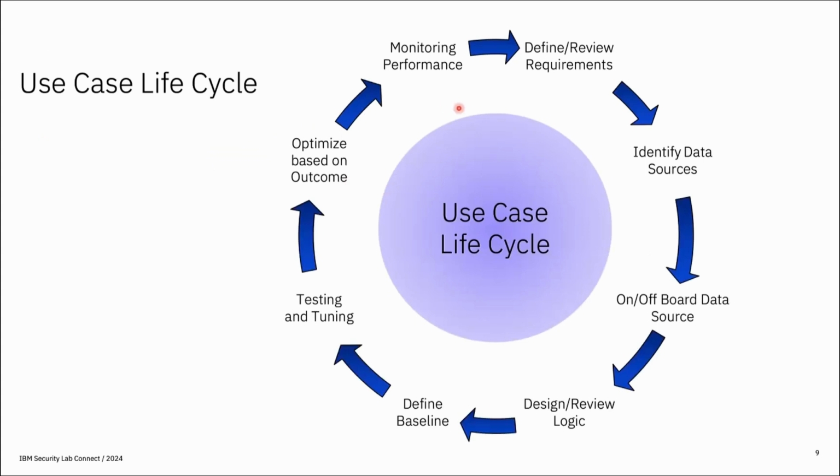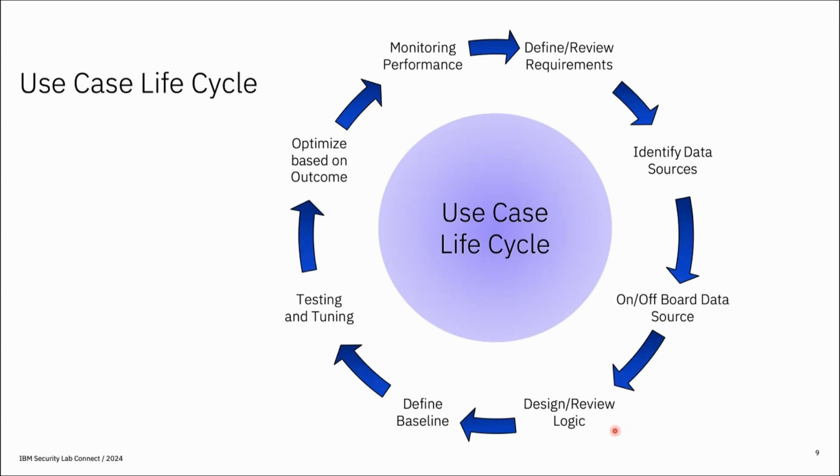Now we will know how to convert use case to rule by understanding its life cycle. This diagram illustrates the use case life cycle, a continuous iterative process for managing use cases. The cycle begins with defining or reviewing the requirements of a use case to ensure the goals and objectives are clearly understood. Once the requirements are set, the next step is to identify the necessary data sources that will feed into the use case. After identifying the data, the process moves to onboarding these data sources, which involves integrating data sources as needed to ensure accurate and reliable input.